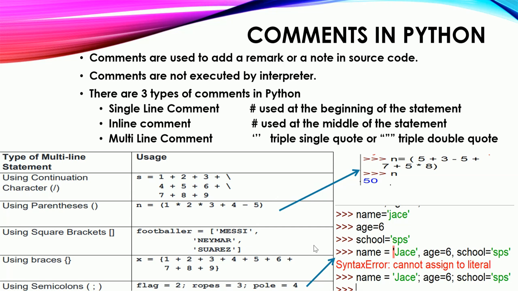For that purpose, we can use different types of comments: single line comment, inline comment, and multi-line comment. So three types of comments are there. A single line comment uses the hash sign. It is used at the beginning of the statement, an inline comment is used in the middle of the statement, and a multi-line comment starts and ends with triple single quotes, or you can start and end with triple double quotes.